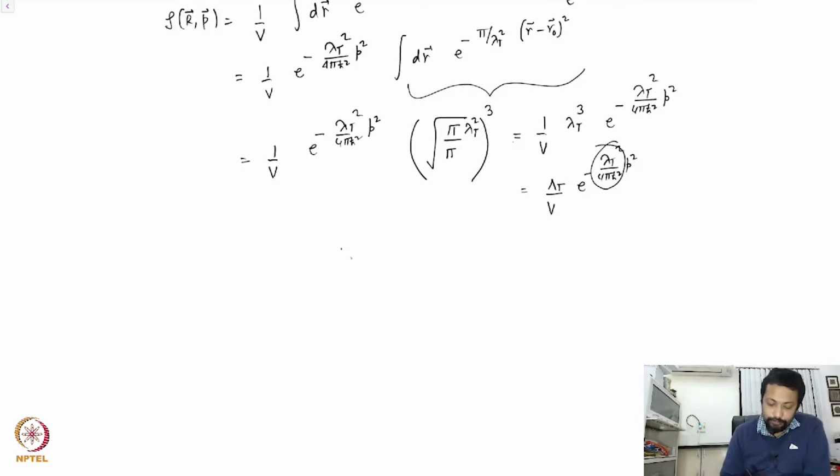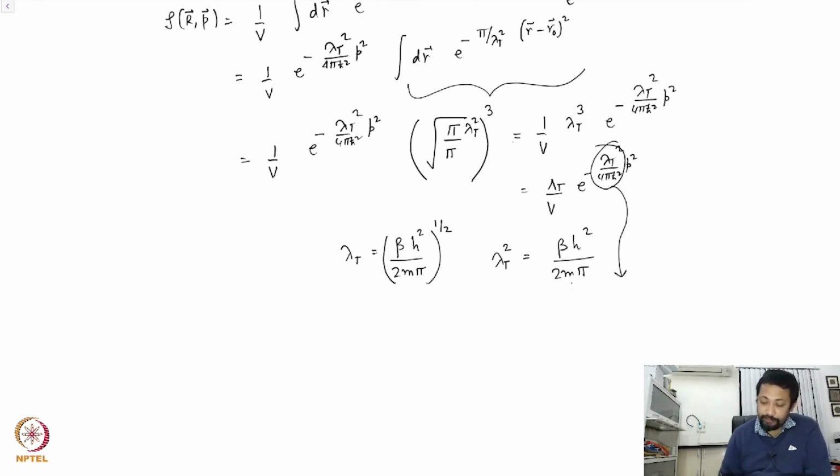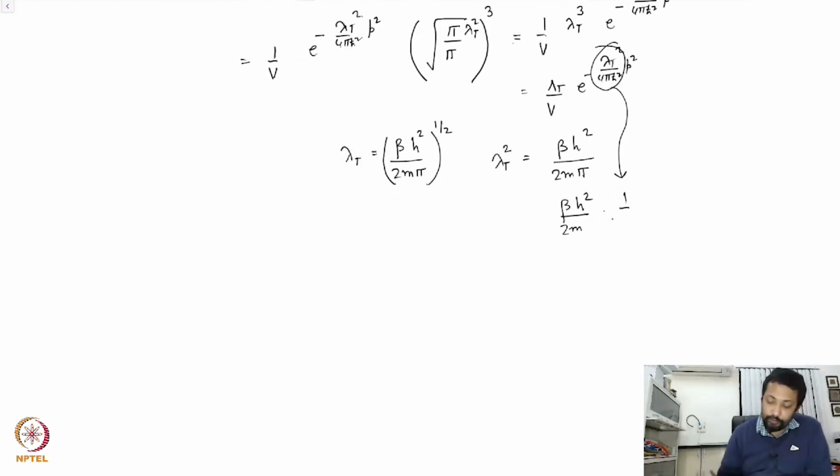Now let's focus on this term. So now lambda_t is beta h bar over 2 m pi raised to the power half, so that lambda_t^2 is going to be beta, sorry, this has to be h square over twice m pi. So let's rewrite this now therefore as beta h square over twice m pi times 1 over 4 pi h bar square, which we will write down as 1 over 4 pi square h bar square, and h square I note is not 2 pi but 4 pi square times h bar square. Therefore this is beta over twice m, 4 pi square h bar square divided by 4 pi square h bar square, so that this is beta over 2m.